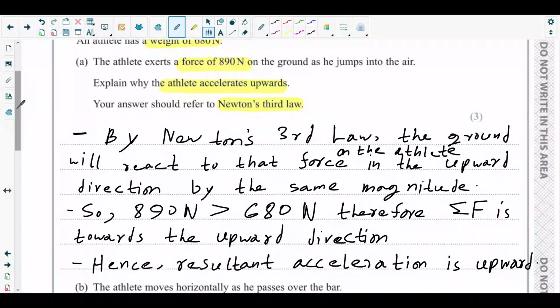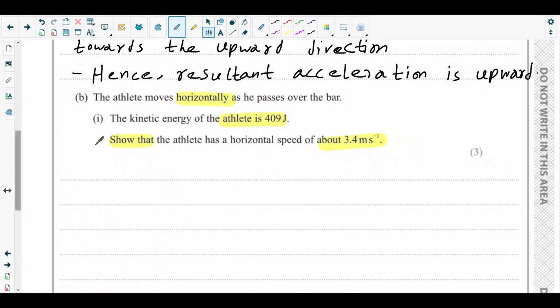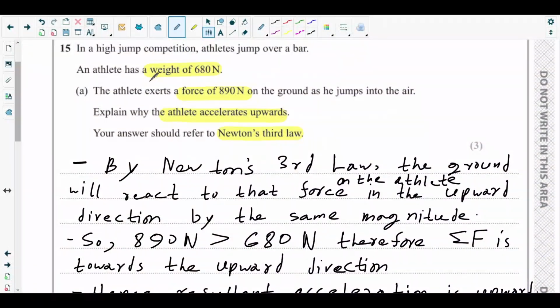Next is number 15, part B1. The athlete moves horizontally as he passes over the bar. The kinetic energy of the athlete is 409 Joule. Show that the athlete has a horizontal speed of about 3.4 meter per second. When the athlete moves over the bar, he is moving horizontally, so we need to find the horizontal speed. The kinetic energy is given, and the mass of the athlete can be found from the weight.